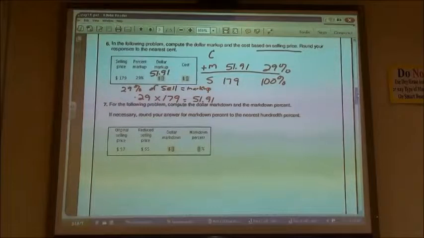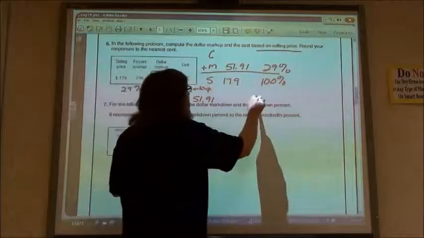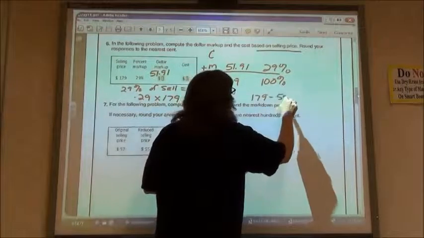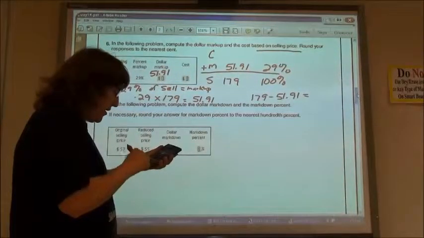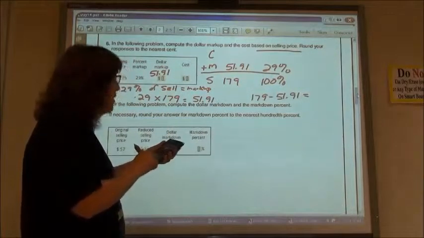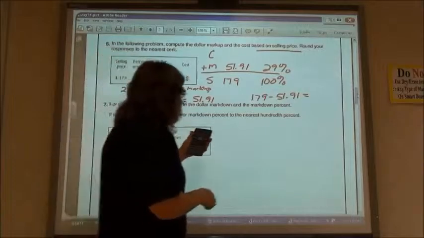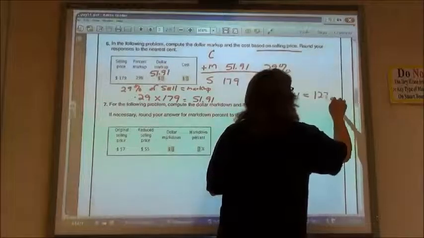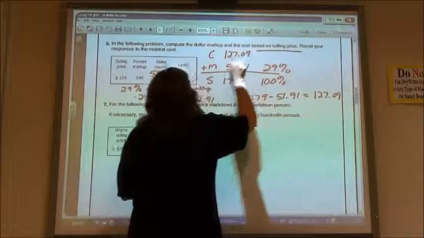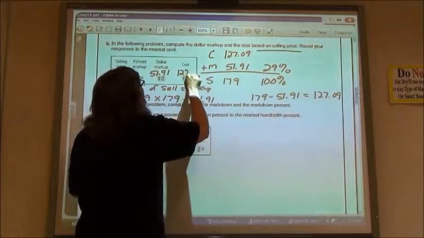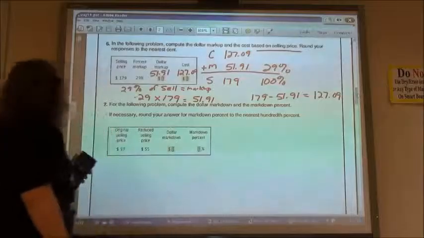My cost then, the easiest way to find my cost, take the 179, subtract the 51.91, and so 179 minus 51.91 gives me 127.09. So my cost, $127.09.